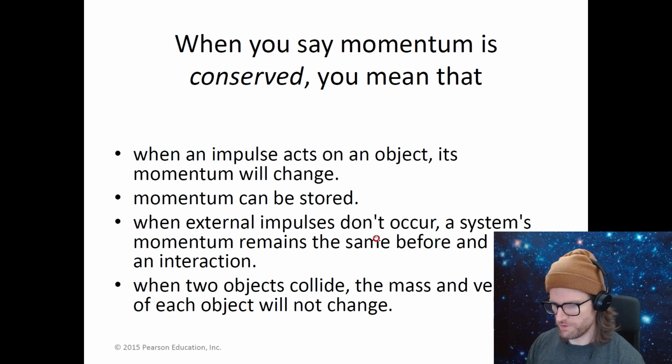When external impulses don't occur, a system's momentum remains the same before and after an interaction. I think that's true. That's what conserved means. If there's no external impulse, then momentum remains the same. It sounds like conservation of momentum. When two objects collide, the mass and velocity of each object will not change. That doesn't sound right, so I'm going to go with this one.